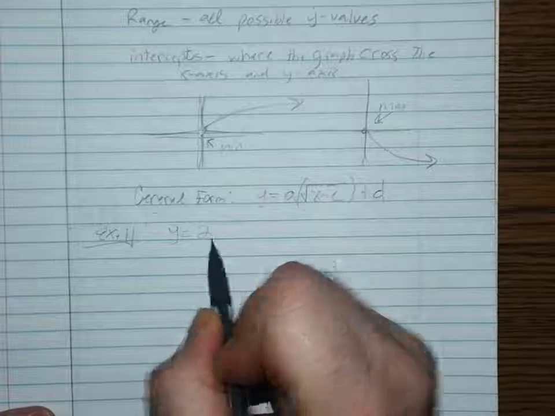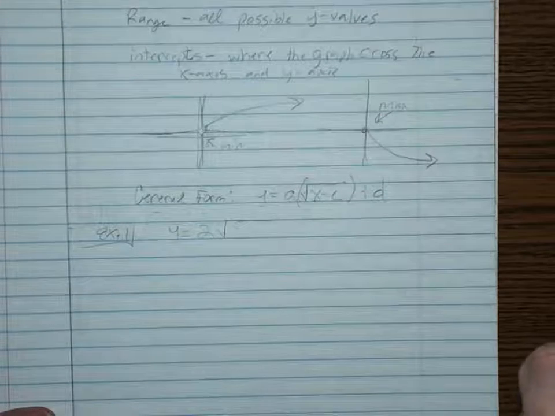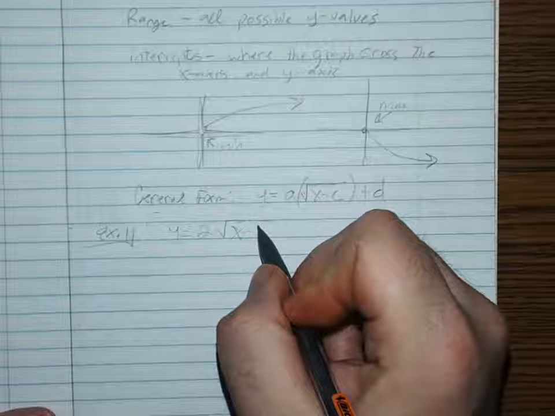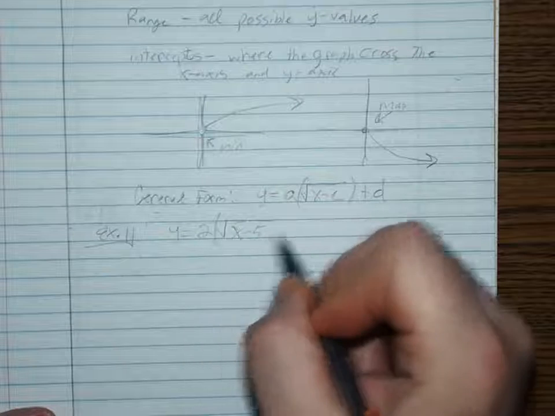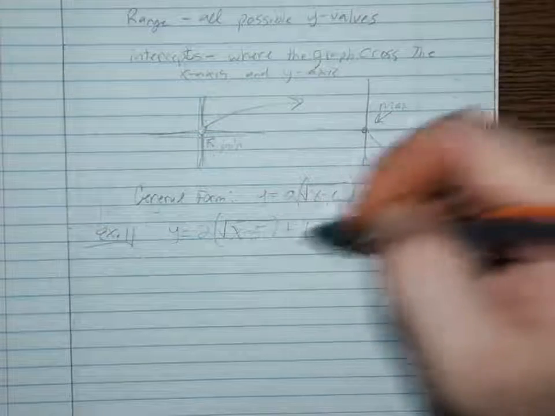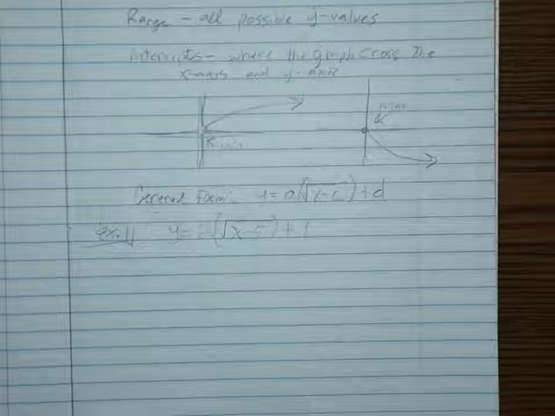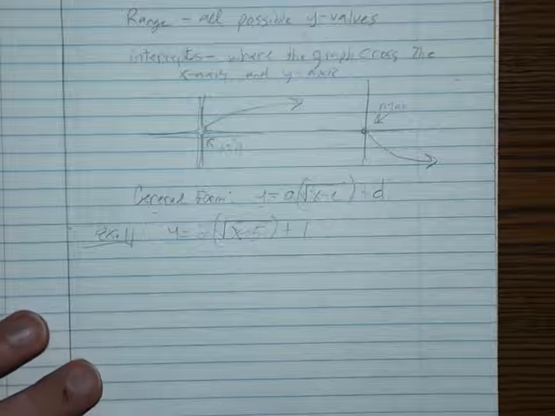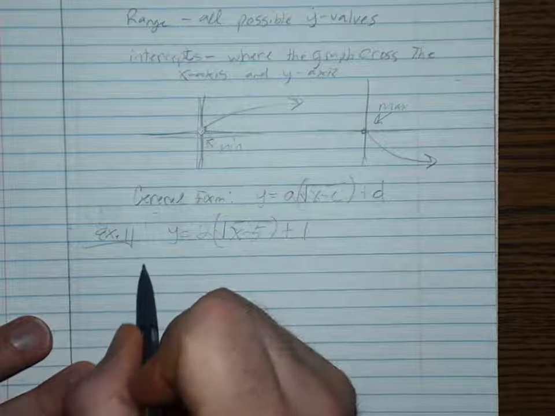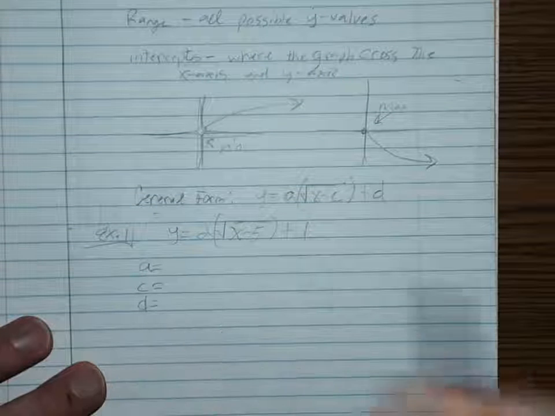So let's say we have y equals 2 times the square root of x minus 5, plus 1. So that's my equation. And we'll look at stuff like this for transformations as well. Right now, though, I just want to deal with my maximum, my minimum, and all that good stuff. I would say that to help us with maximum, minimum, it would be helpful to identify the a value, the c value, and the d value, right?